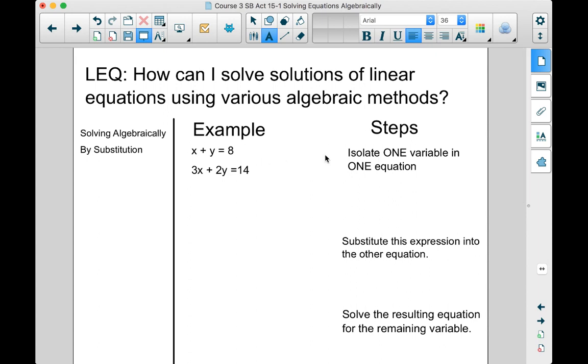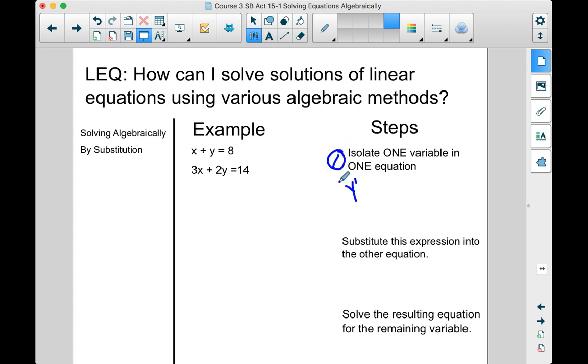So our first step in this process is we are going to isolate one variable in one equation. So that's step one, to isolate one variable in one equation. This could be the x, or it could be the y. Could be either variable. It doesn't matter which one, whichever one you think is the easiest to isolate. So basically we want to get one variable solo, by itself.